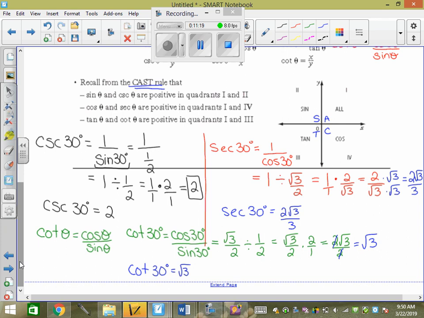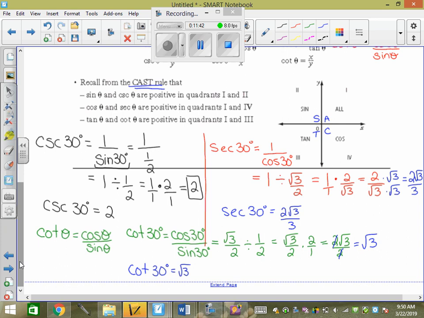So, do we know what the C means? Do you remember what CAST tells us? It's where they're positive. So if I'm finding cos of any angle in quadrant 4, my answer is going to be positive. Why does that make sense? Because cos is x, right? And all x's are positive here, are they not?